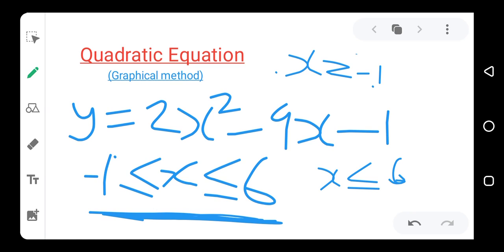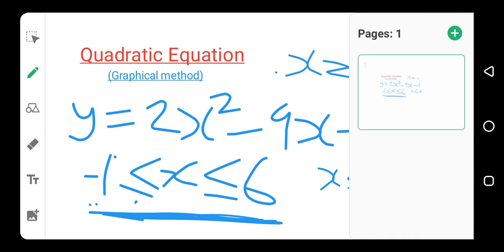But if you see only less than or greater than, it means that you are not going to start with that number. But if they put greater than or equal to, that is this sign, then you are going to start with that particular number. So we are starting with minus 1 and then ending with 6 in the table we are going to construct. Now let's design our table for that.